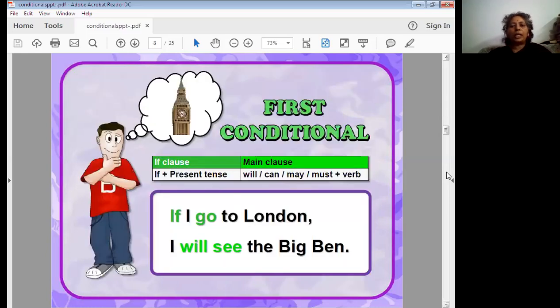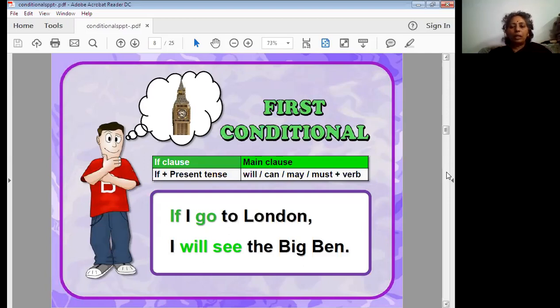Next one, the first conditional. In the first conditional, you see the sentence has an if clause and a main clause, with if plus present tense. In the main clause, you can use will, shall, can, may, might, must. If I go to London, I will see the Big Ben. The first part is simple present tense; go is the present tense. Next, followed by will, see, that is the main clause.